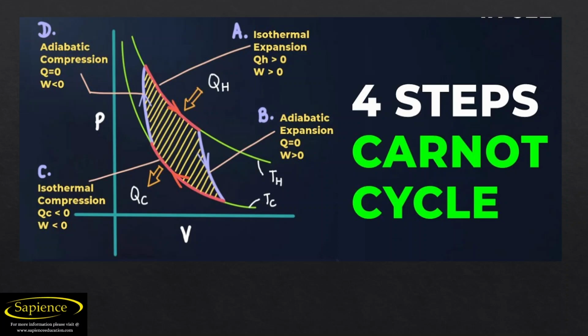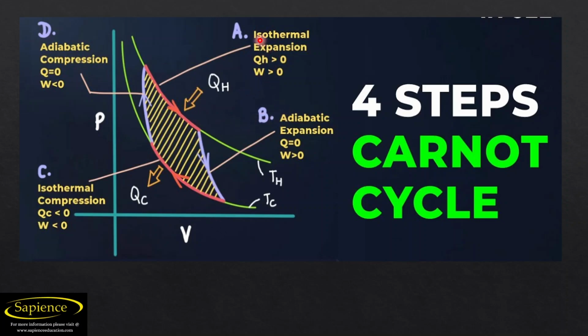So there are four steps. So we will discuss each and every process here. Four processes are there. So let us see here. First process is A to B, and A to B, it is an isothermal expansion. Why is it isothermal expansion? Because the temperature will remain constant from A to B, but the volume will change. That's why it is known as an expansion process.